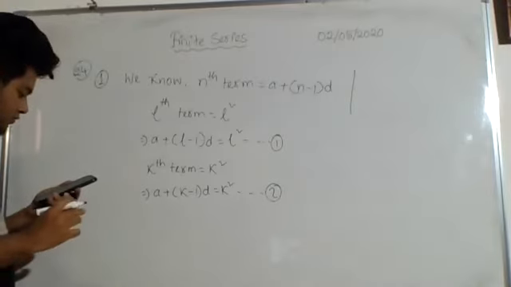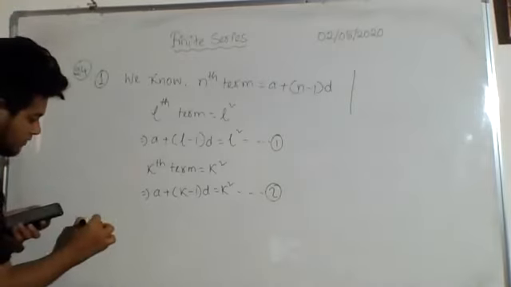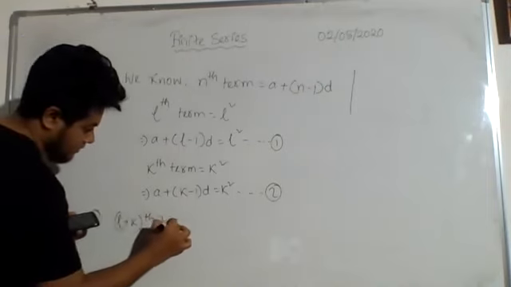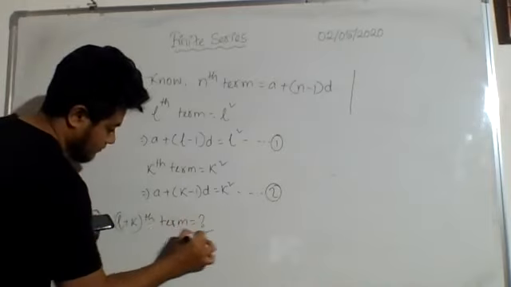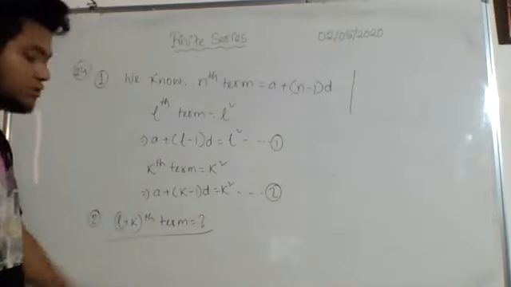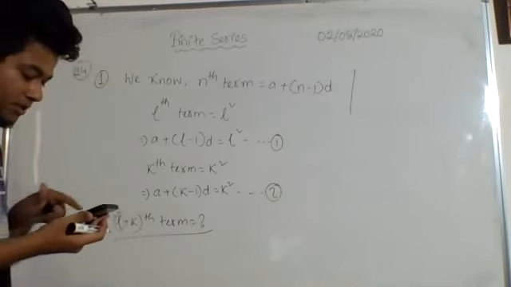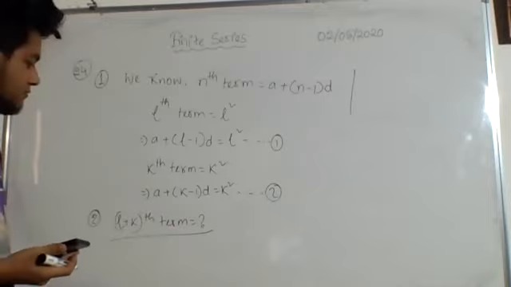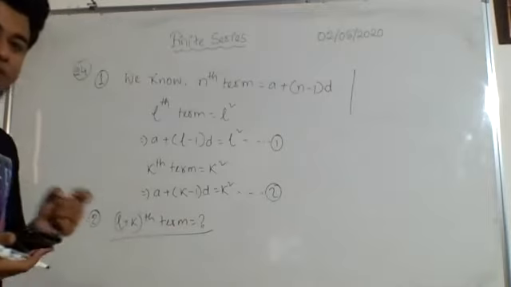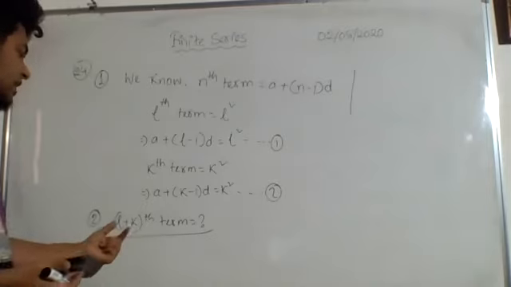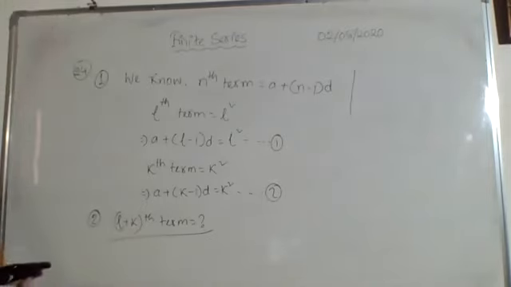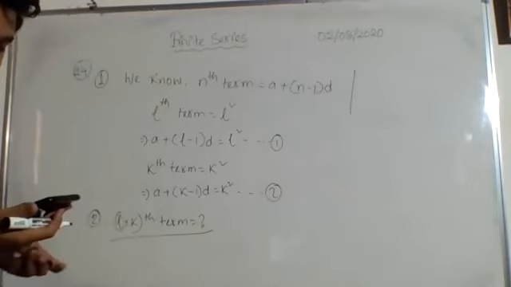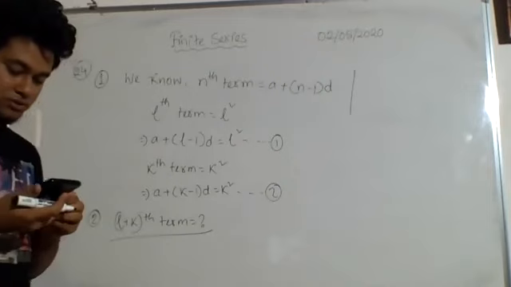That means we have to solve problem number 2. We have to find the l plus kth term. Now I want to ask you, can you do it? If you go to problem number 8, we already found the m plus nth term over there. Here it has been replaced by the l plus kth term. In a similar process, I hope you can do it. If you cannot, then we can always discuss it in the next class if we meet.